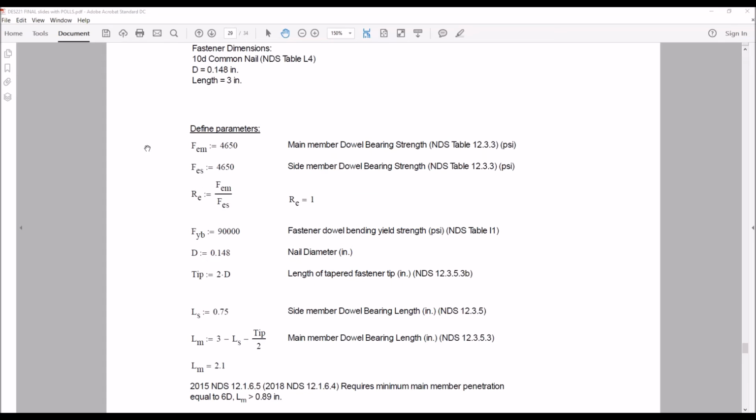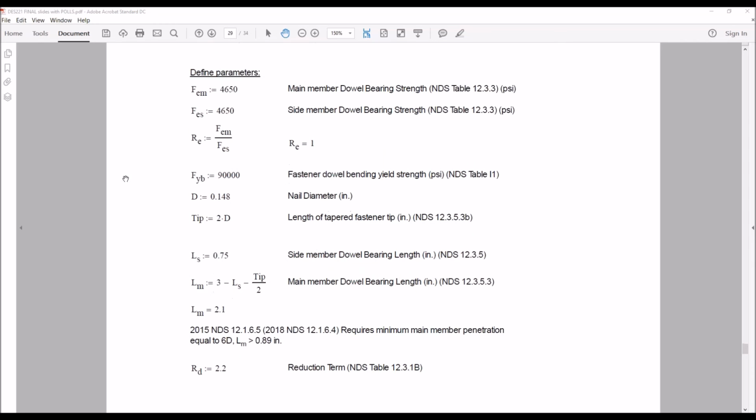So the first set of parameters we need to define are our main and side member dowel bearing strength, and these are values that just come out of NDS table 12.3.3. They're based on the specific gravity of the member. For this example, our members are both Douglas fir-larch. They have the exact same specific gravity, so that makes it a little easier. We can see that our main and side member dowel bearing strengths are 4,650 psi, and we use those to calculate this R sub E ratio.